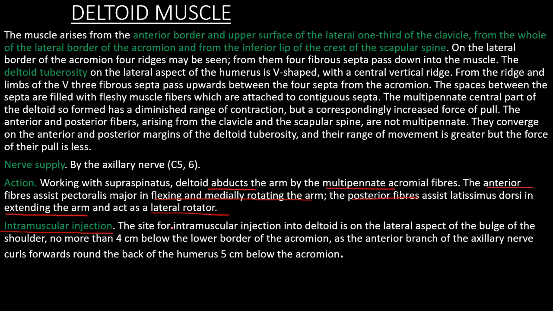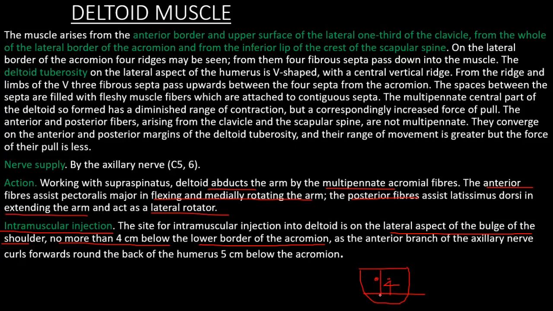Now, the site for intramuscular injection into the deltoid is on the lateral aspect, on the bulge of the shoulder, and it should be not more than 4 centimeters below the lower border of acromion. So, as a medic, you should first identify the lower border of acromion on the patient's shoulder. Then, you should not go more than 4 centimeters below it. Then you can inject anywhere here.